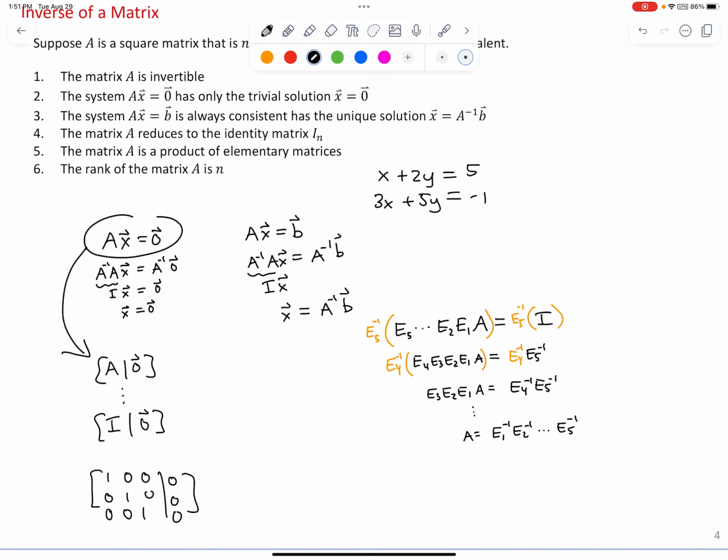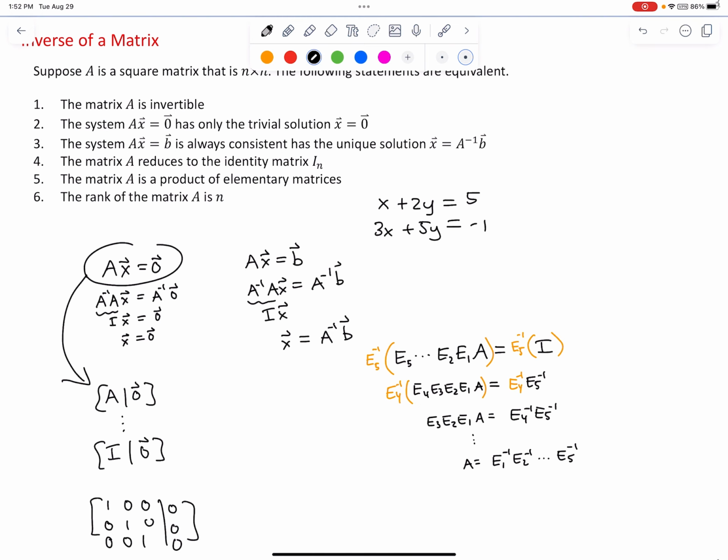Okay, and then number 6, the rank of the matrix A is n. That one's an obvious conclusion from statement 4. Statement 4 says that the matrix A reduces to the identity matrix, and then the rank is simply you count all the pivot positions. So there will be n pivot positions, so the rank will have to be n.